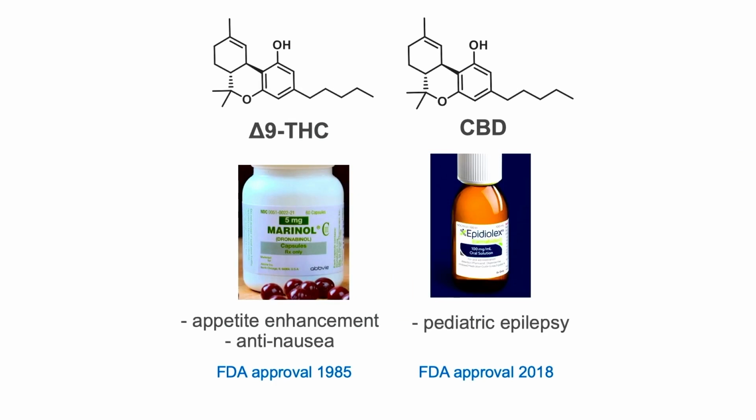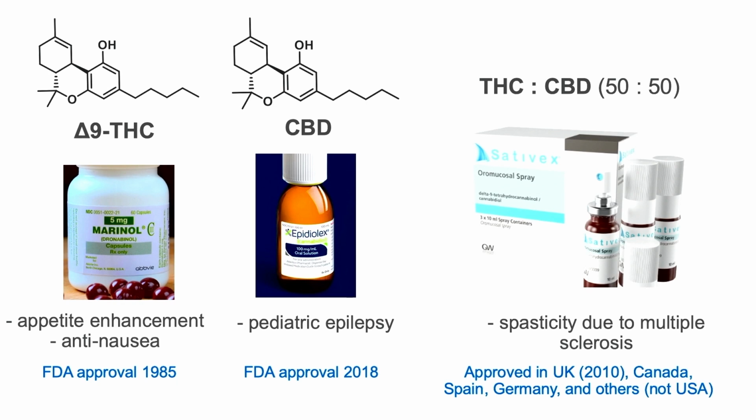All right, so there's the two drugs, THC and CBD. There's a third one, you may be aware. It's called Sativex or nabiximols. It's 50-50 THC, CBD, and it's approved not in the US, but in the UK, Canada, Germany, other countries. And this is for reducing spasticity in patients with multiple sclerosis.